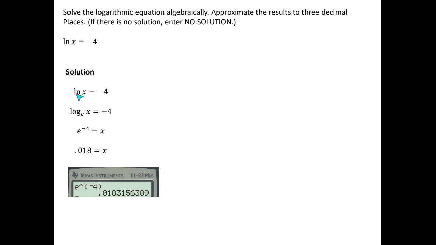Now, one of the things I see students make mistakes on in WebAssign is when they're trying to enter natural log on the computer, instead of LN, they enter IN. So make sure that you're using an L instead of an I for LN. Okay.